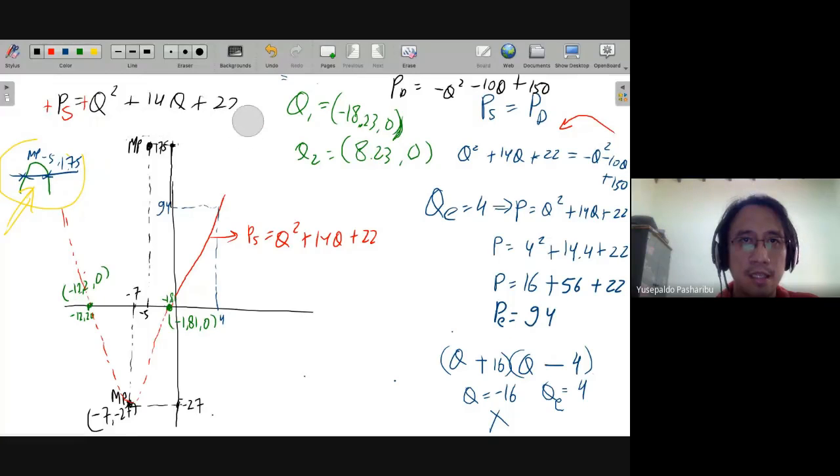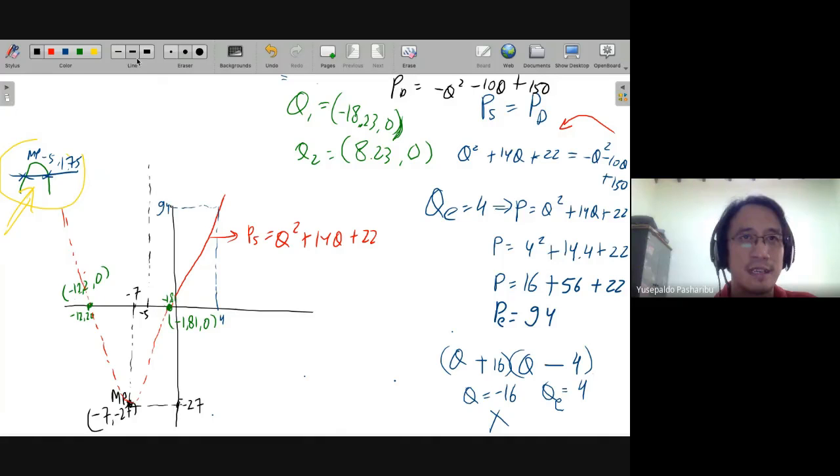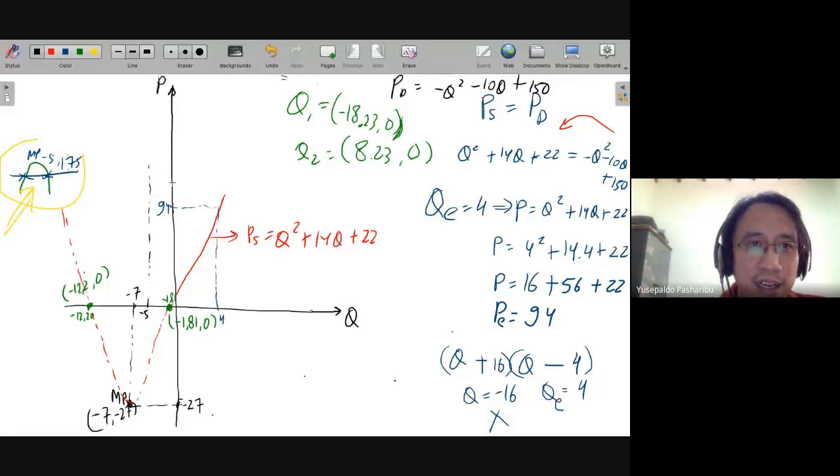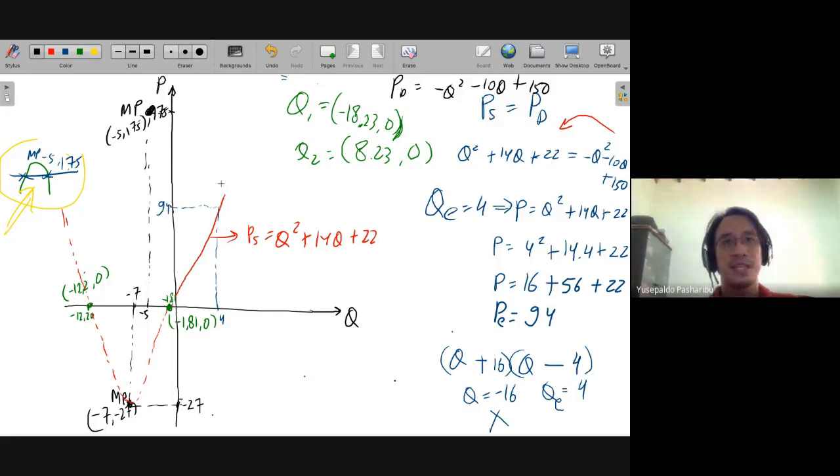Erase this and this, so we will have more space to draw the graph. Can you see? This is Q and this is P, for drawing. So this is the maximum point: minus 5, 175.